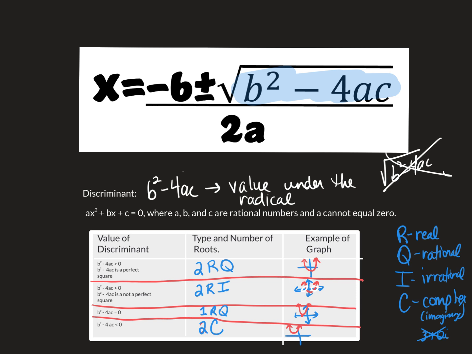The number and type of roots. So when it's saying describe the number and type of roots, that's here. 2 real rational, 2 real irrational, 1 real rational, 2 complex. So depending on the value of your discriminant, it will decide what we'll put here.